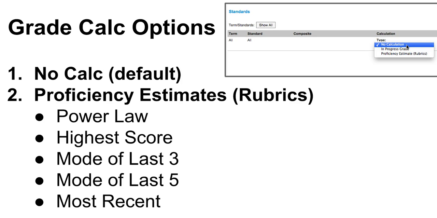So it's totally up to the teacher to take a look at the evidence that's been entered and assign a student a score. But the other option is the proficiency estimate rubrics, and that's our number 2. So we have some choices here with Power Law, highest score, mode of last 3, mode of last 5, and the most recent. So let's take a closer look at those and how they affect the gradebook scores.